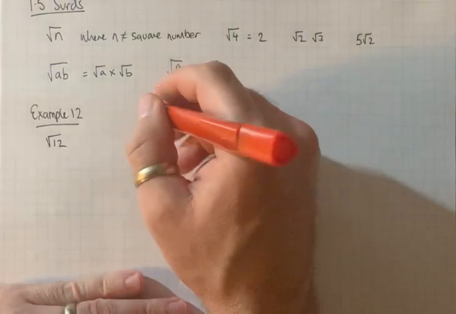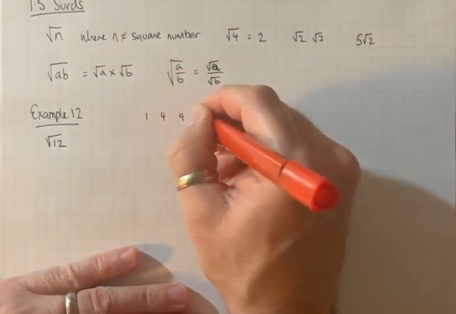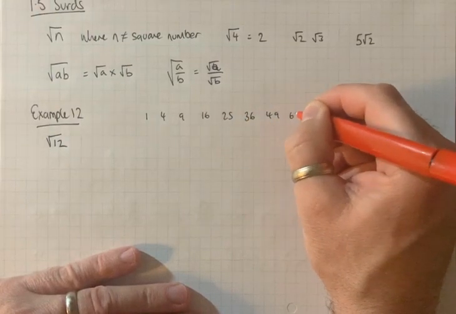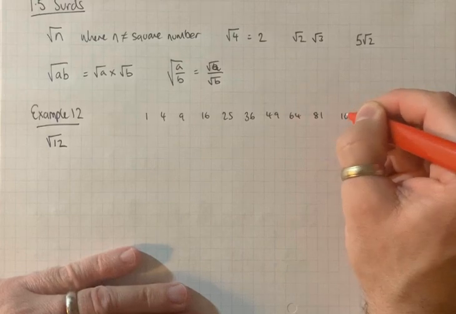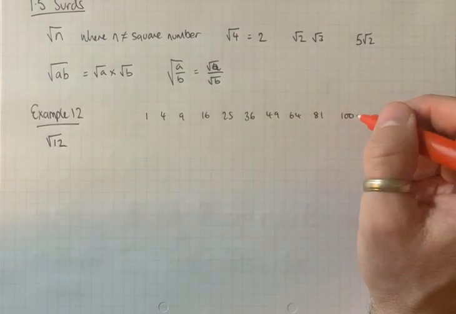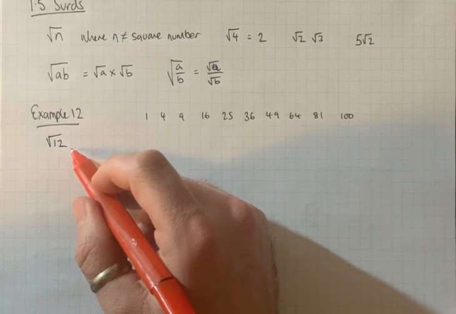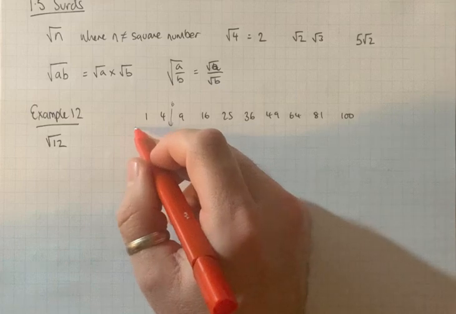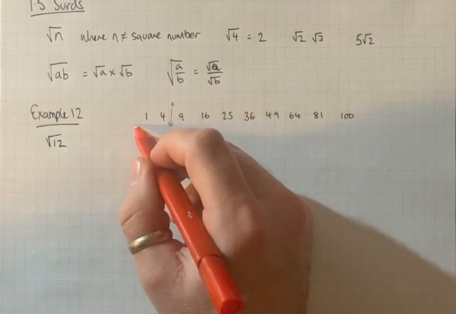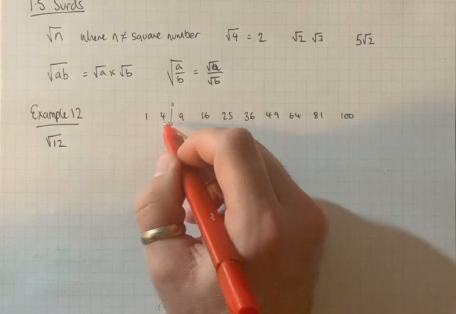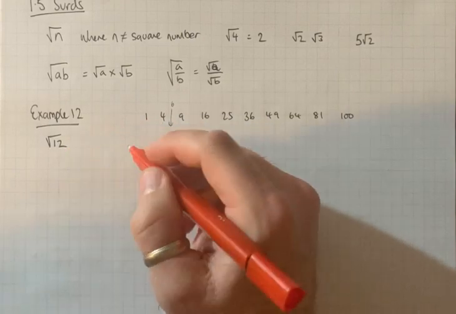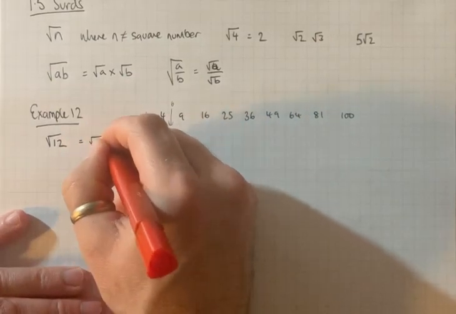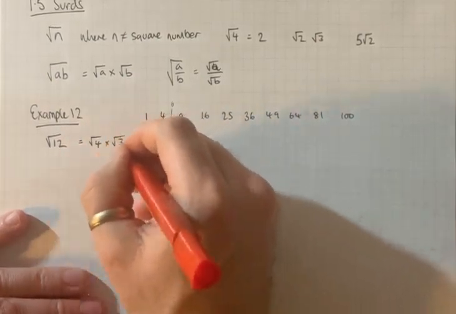Well, if you think about the square numbers, 1, 4, 9, 16, 25, 36, 49, 64, 81, 100, so when you're trying to simplify a number, firstly halve it, which is 6. So 6 is here. And then going backwards through the square numbers, find which is the biggest square number that fits exactly into it. So in this case 4 does fit into 12, it's a factor of 12. So 4 times 3 is 12.